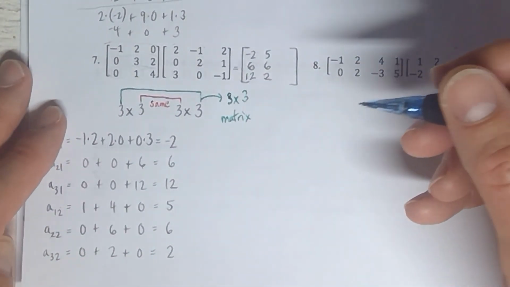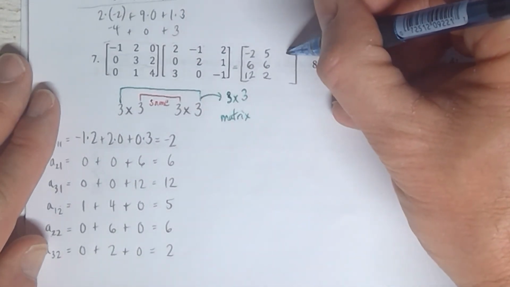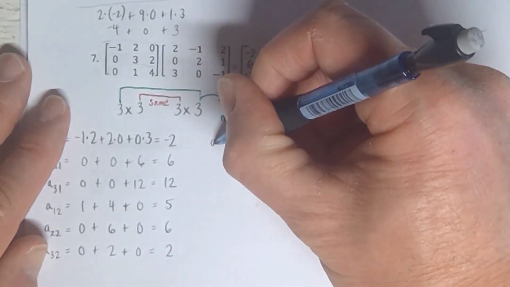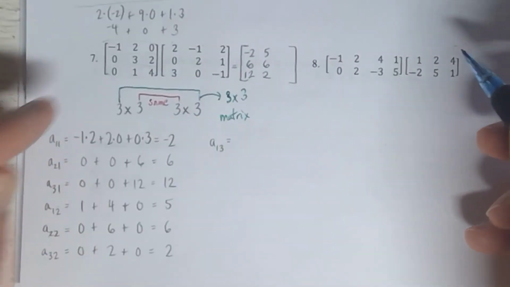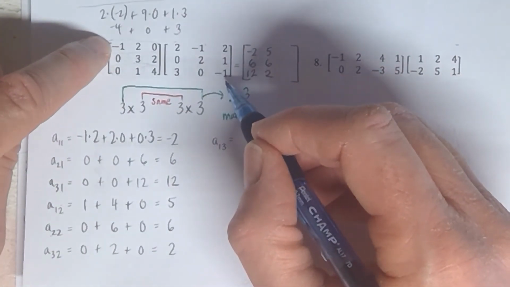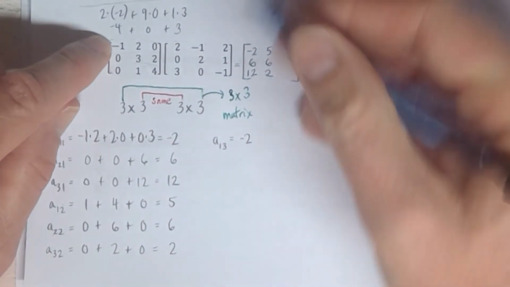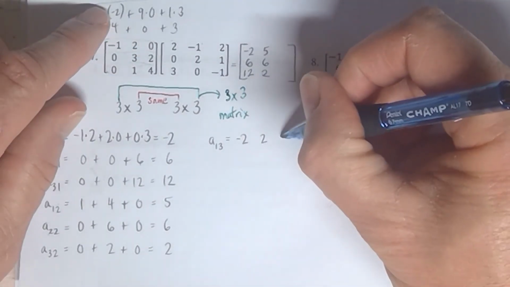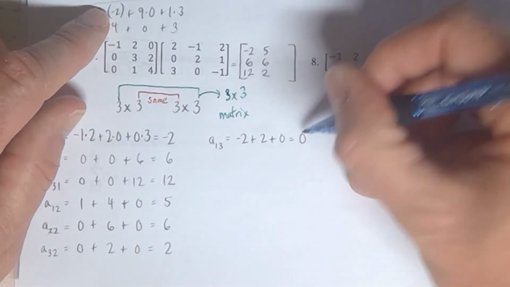3 more numbers to go here. The next number up here in the top right is going to be the first row and the third column. First row, third column. And so we got this row right here and this column right here. -1 times 2 is -2. 2 times 1 is 2. And 0 times -1 is 0. Adding those 3 numbers together, we get 0.